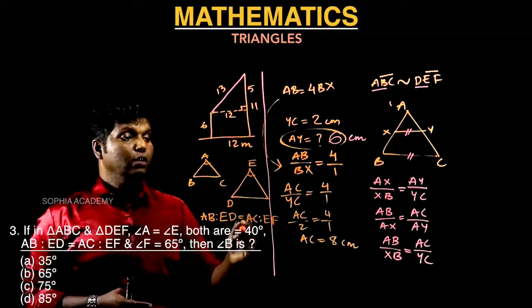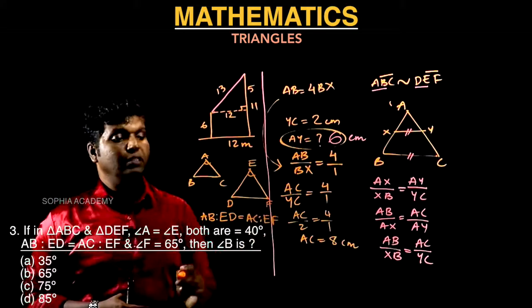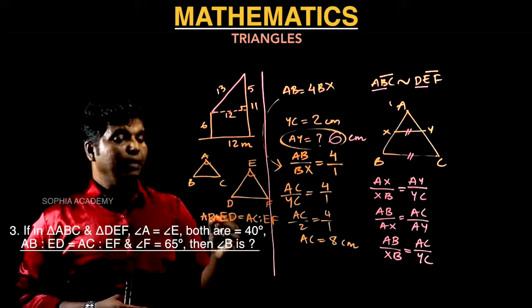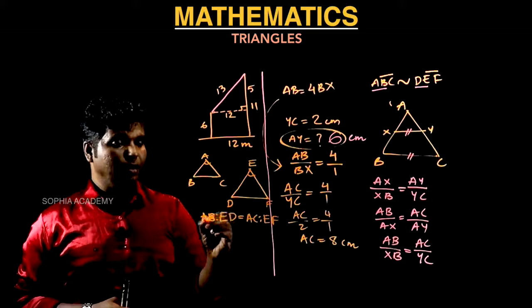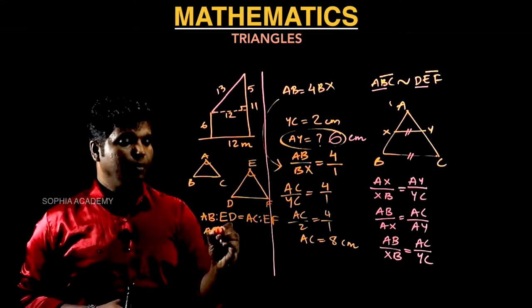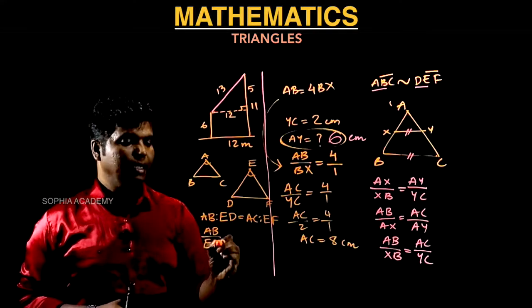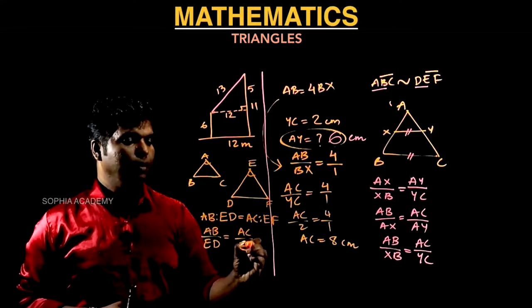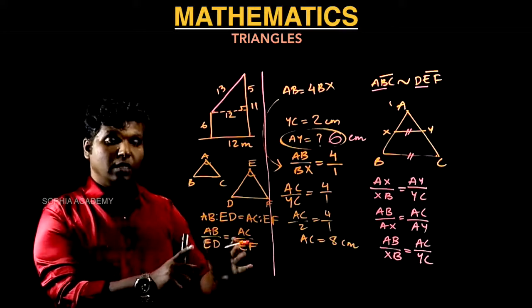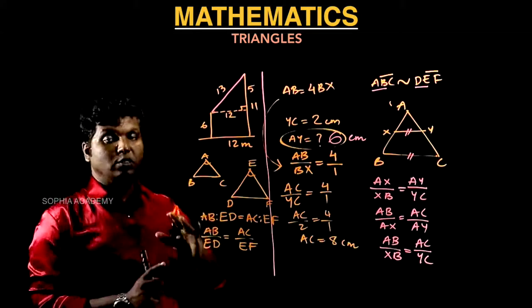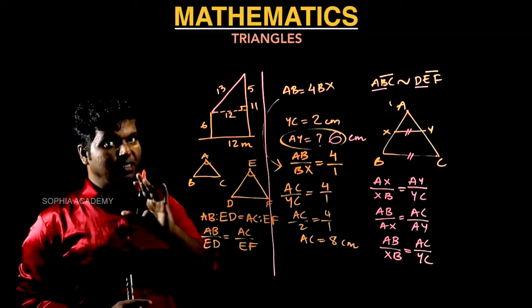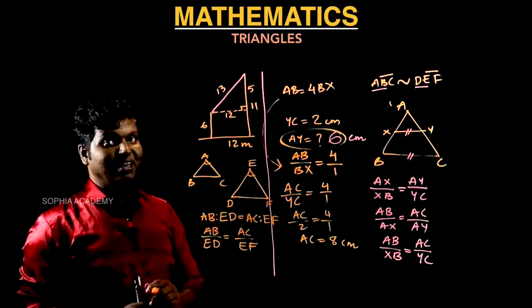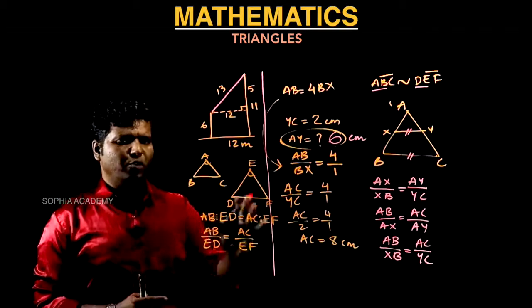AC is to EF. So this will be F, obviously, right? So AB is to ED means AB by ED is equal to AC by EF. Just imagine like this: AB by ED is equal to AC by EF. That's the meaning of this one. Even though we are writing "is to", same thing, because it's a proportion, right? You studied this in ratios and proportion in your 8th class and 9th class, so no need for further explanation.